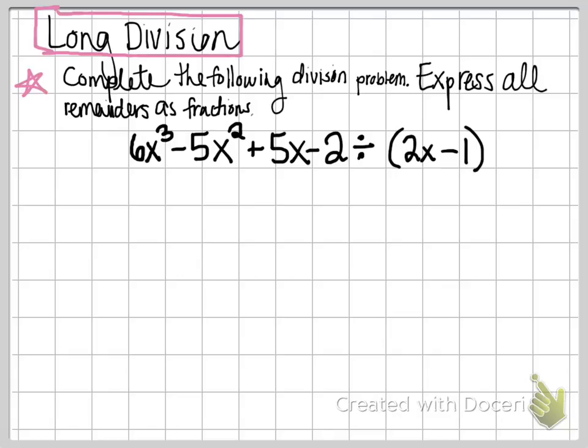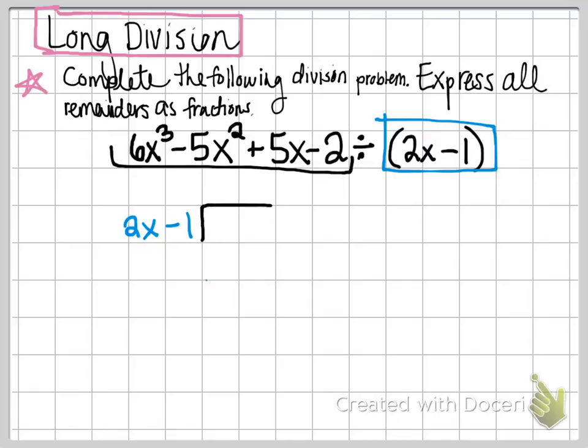You're going to write it like you would set up a normal long division problem, like what you learned in like 3rd grade probably. So I'm going to take the divisor, which is this guy, and I'm going to put it in front of the polynomial that we're dividing into. So this part right here is going to be under the long division sign, right? So I'm going to write my 6x cubed minus 5x squared plus 5x minus 2.